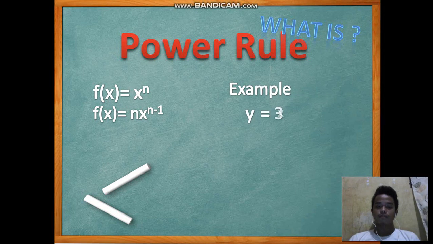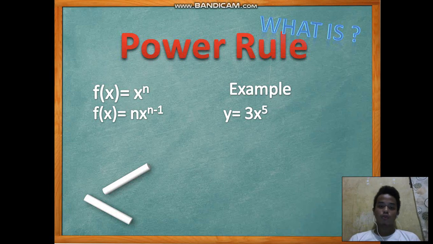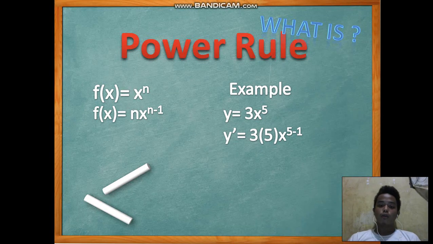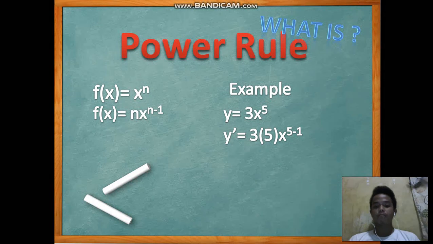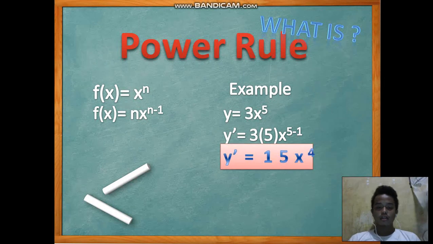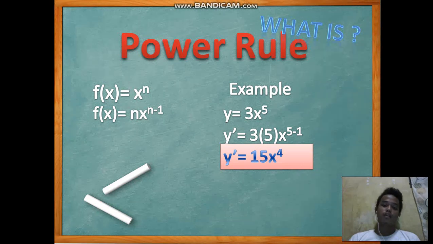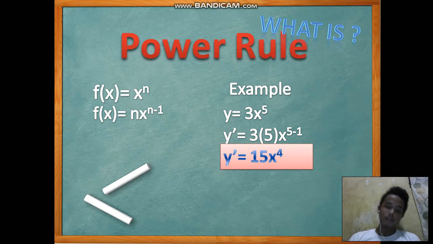So example, our function here is y is equal to 3x to the fifth, and we multiply the value of our exponent to the leading coefficient, which is 3 times 5, and subtract 1 from our exponent, which is 5 minus 1, and the answer is 15x to the fourth, and that is now our derivative.